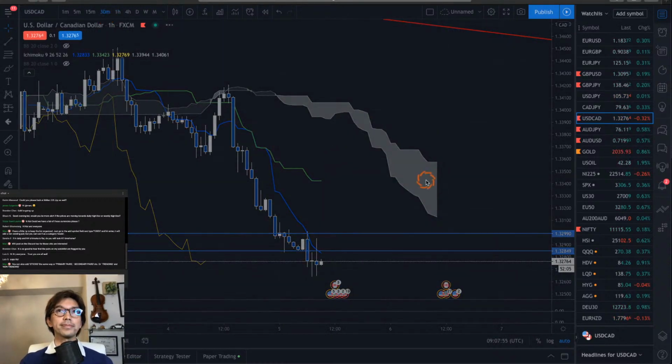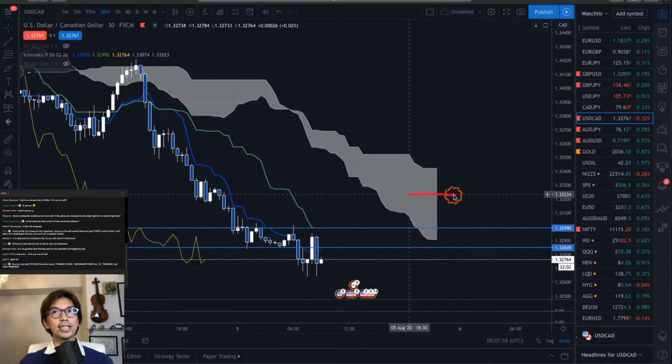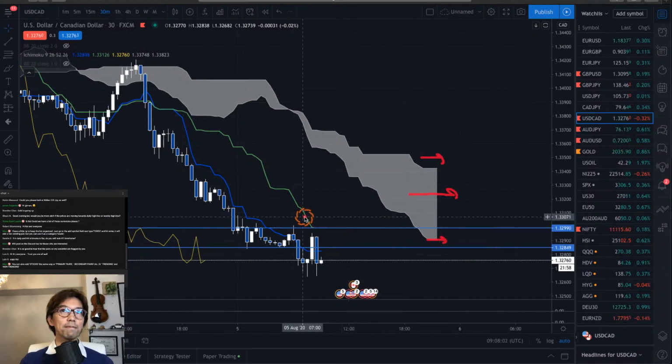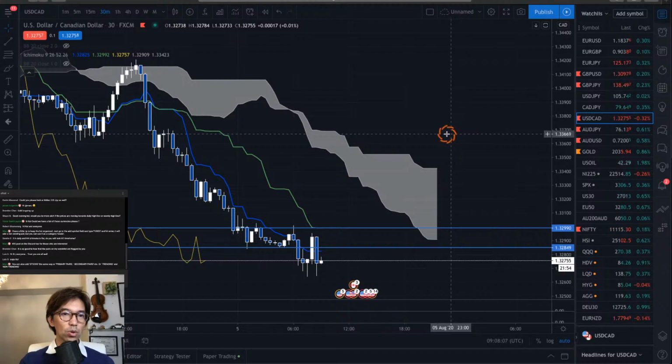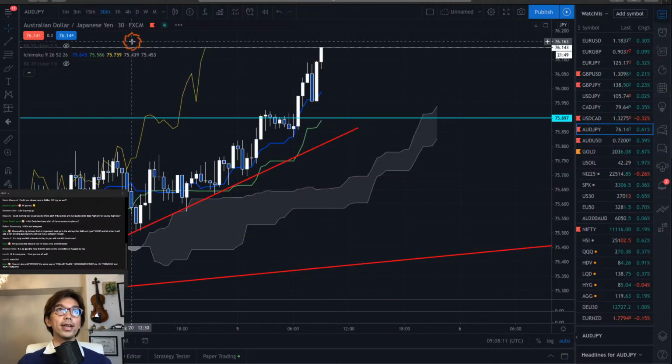And 30, this is flat. Again, Kumo flat, Senko span B flat, A flat, and Kijun Sen completely flat now. So I don't go to a lower time frame to take trades. So not this one.